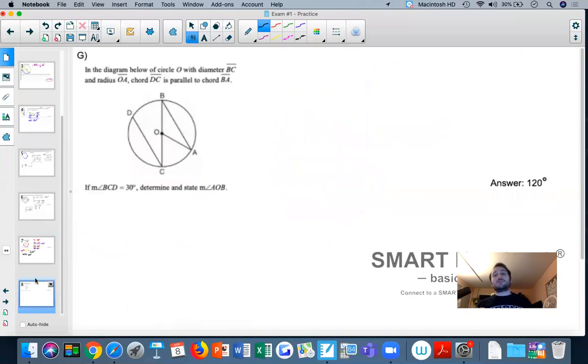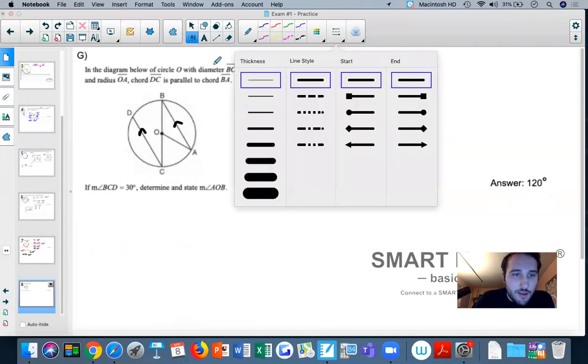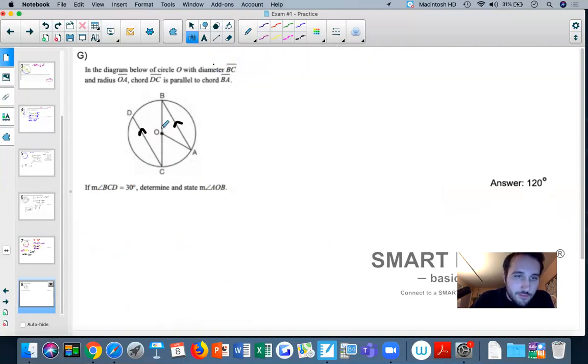Last question. We actually literally have done this question in the mini lesson, or the practice problem. It's literally the same question. In the diagram below of circle O with diameter BC and radius OA, chord DC is parallel to chord BA. Cool. So this is parallel to this. If the measure of angle BCD is 30, determine AOB. Okay. Just like what I said in the video.